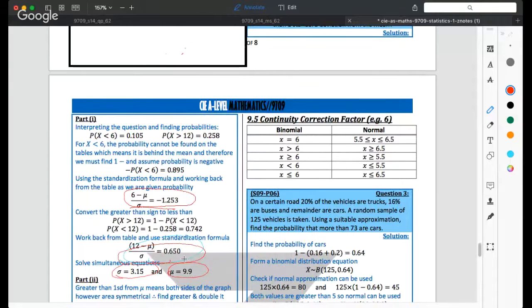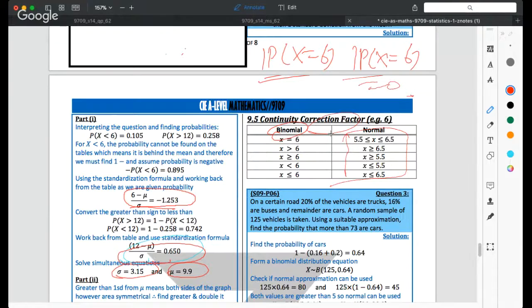It does not make sense if, for example, we are trying to calculate the probability of x equal to 6 for the binomial distribution, and use the probability of x equal to 6 for the normal distribution, because this is 0 for a continuous distribution. So in order to do this part, we have to apply something called the correction factor. This is something we need to take note of.